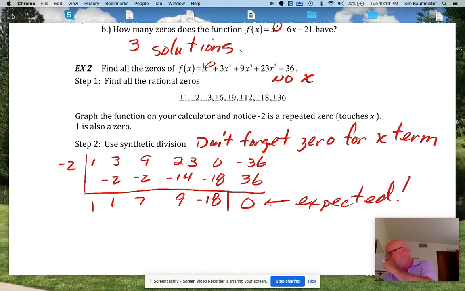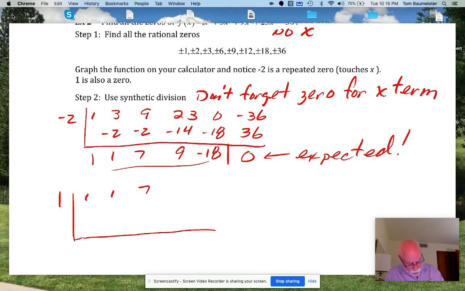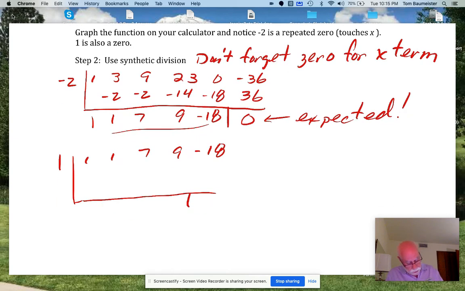Now you could do the other negative 2, or you could do the 1. It doesn't matter. I went ahead and used 1, but now remember, you're going to use these ones here. So again, I have my 1 there. And now I have 1, 1, 7, 9, and negative 18. Again, I'm going to put a line there between the 9 and the negative 18, and we're just going to do the same thing. So 1, bring the first one down.